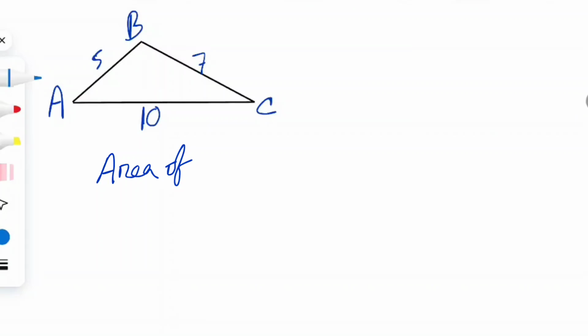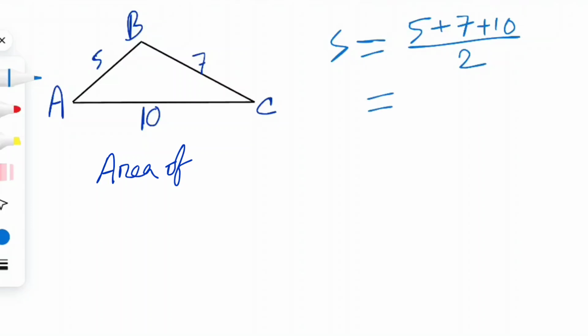This ABC triangle is not a right angle triangle. The sides of this triangle are 5, 7 and 10. So S equals 5 plus 7 plus 10 divided by 2, equals 22 divided by 2, equals 11.